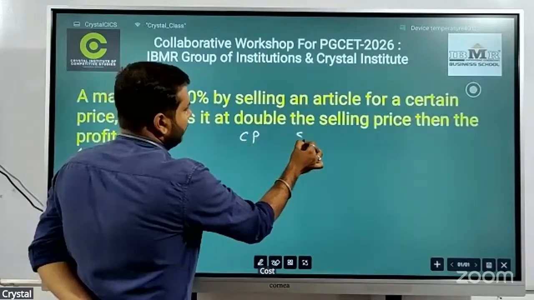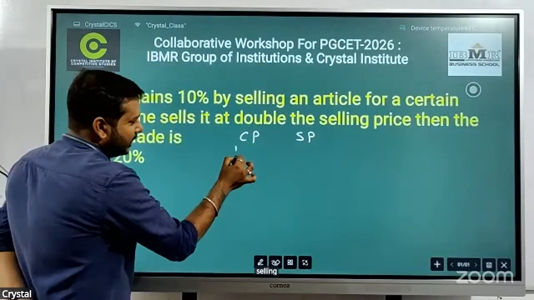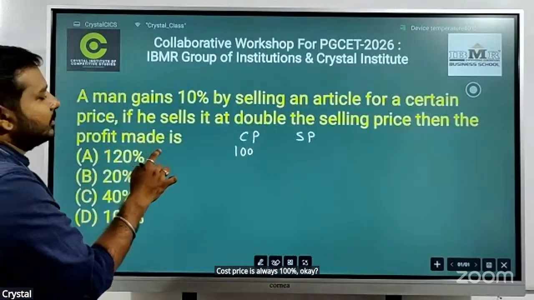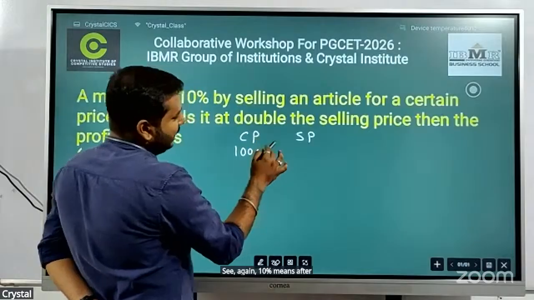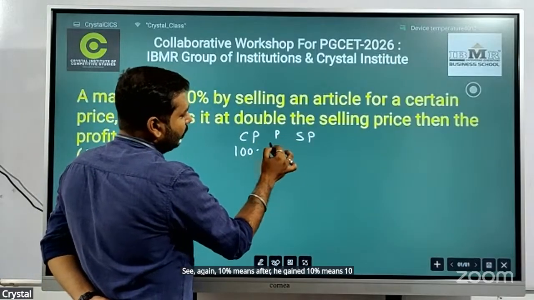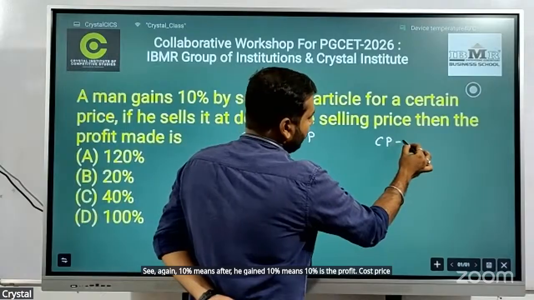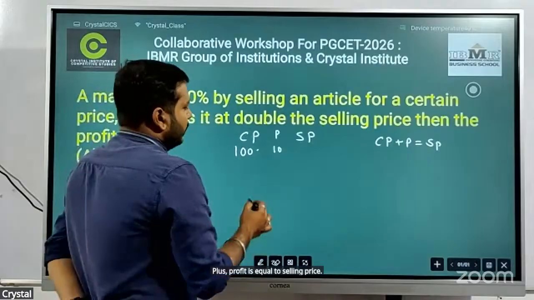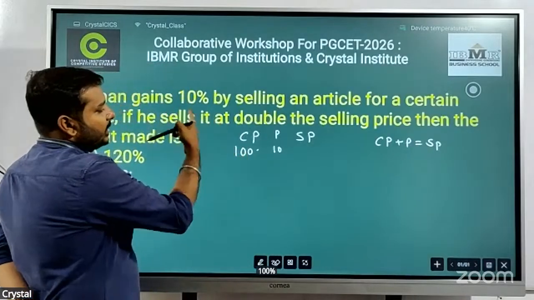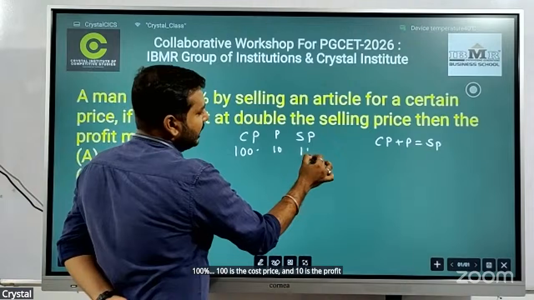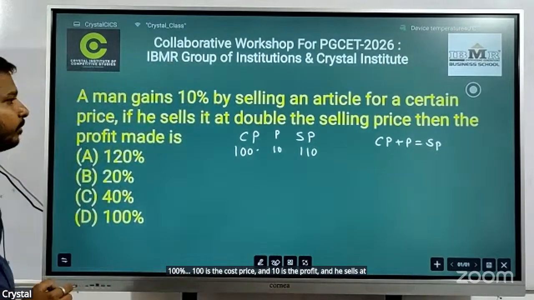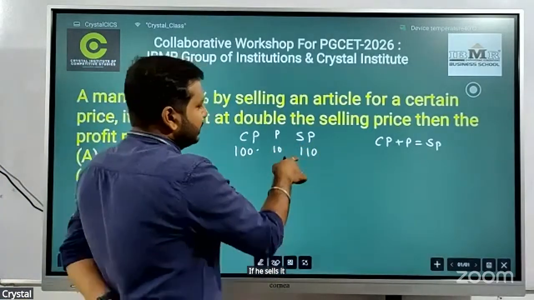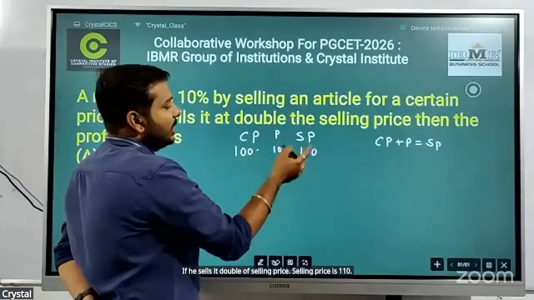Cost price, selling price. Cost price is always 100%. He gained 10%, means 10% is the profit. Cost price plus profit is equal to selling price. Okay, 100 is the cost price and 10 is the profit, and he sells at 110. If he sells at double of the selling price, the selling price is 110, doubled.